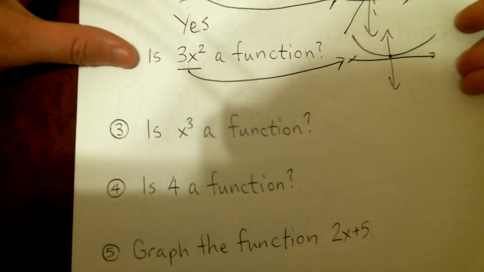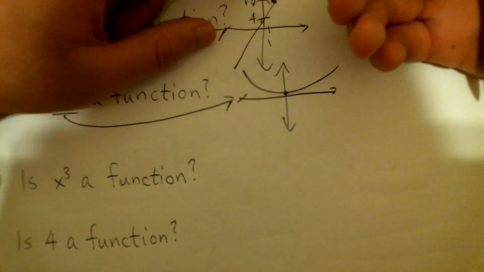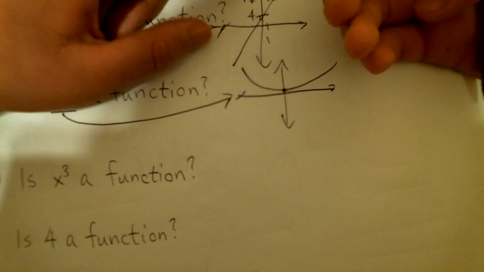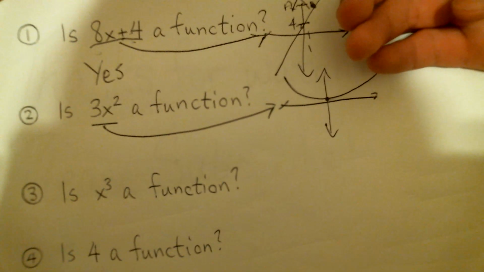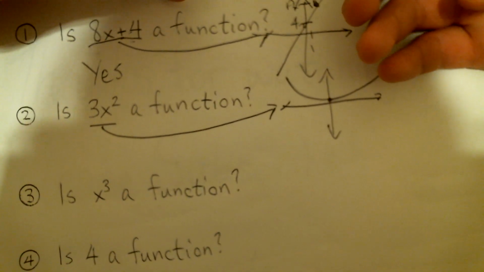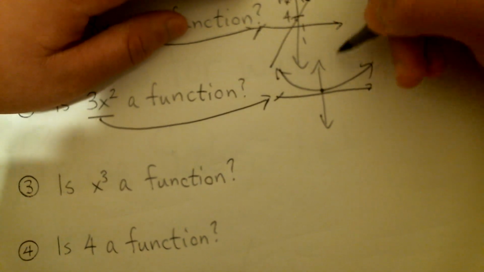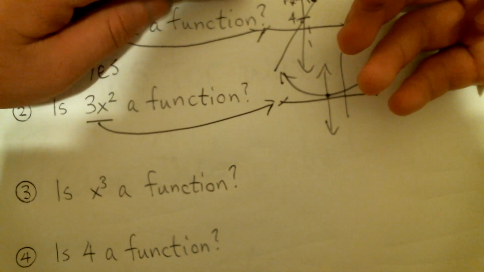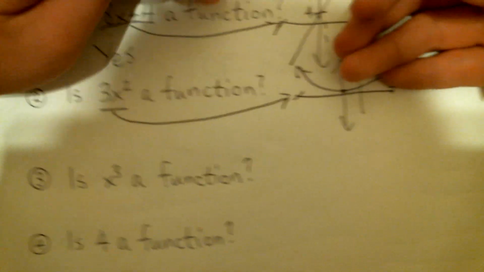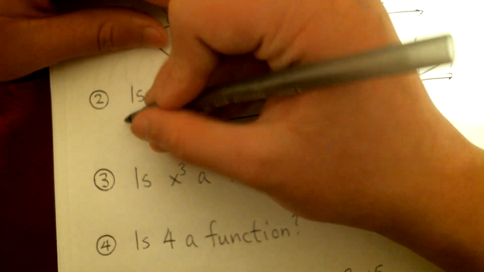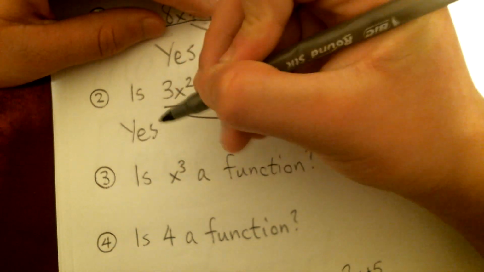This is the rough shape of the graph. It isn't necessarily how it looks, that is just roughly how it is. So this here has one y value for every x value given, so that would make it a function. So yes, the answer would be yes here.